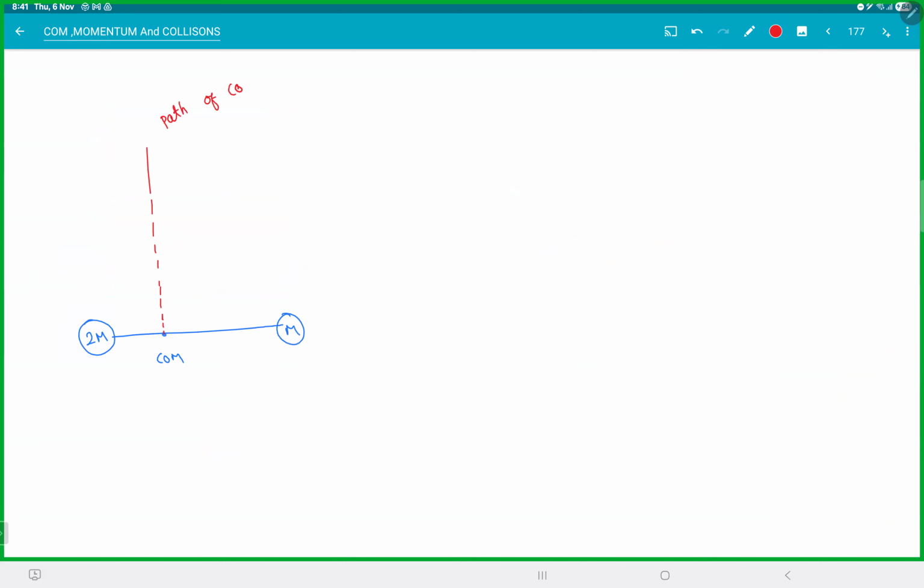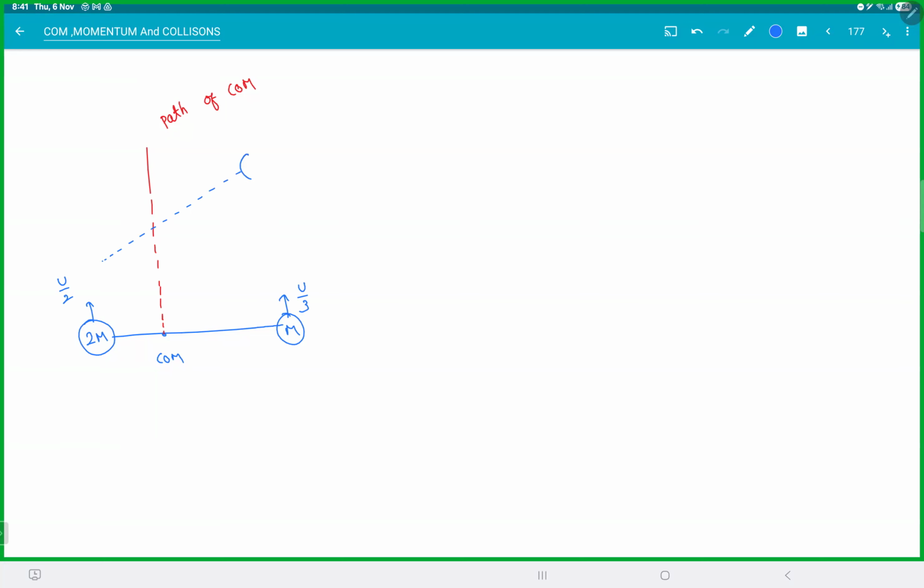If you remember, whenever you throw a system up, the center of mass will move like a projectile. If you're throwing up, it will just keep going straight. And about this point, everything else is rotating. So as it goes up, now this guy is going with u by 3 and this guy is going with u by 2.